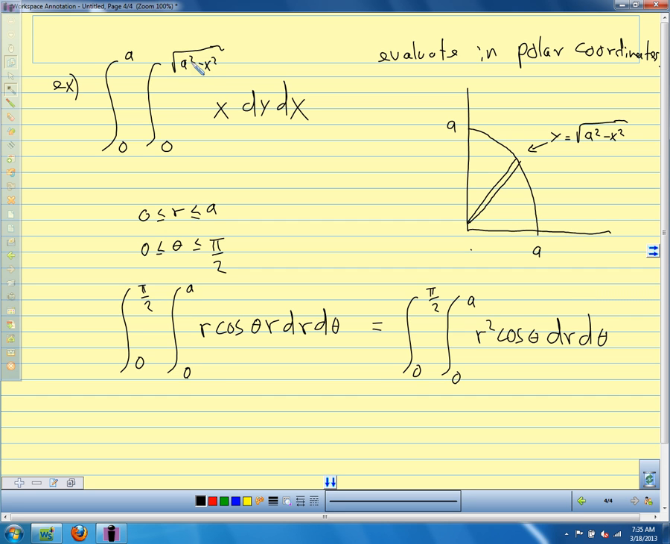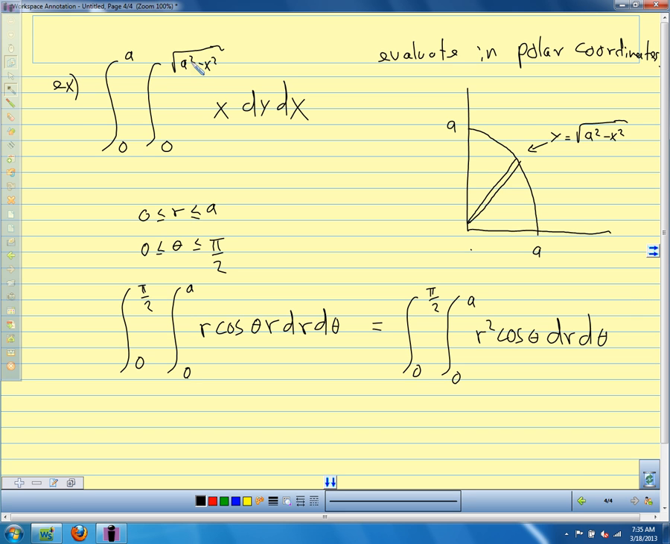So is that why you would change to polar and not leave it in Cartesian? Definitely. Yeah, if you have some kind of circular region, chances are your integral is going to be way easier to evaluate in polar coordinates. So if you have a region that has some kind of circular symmetry, that's going to be a hint that you want to change to polar coordinates.